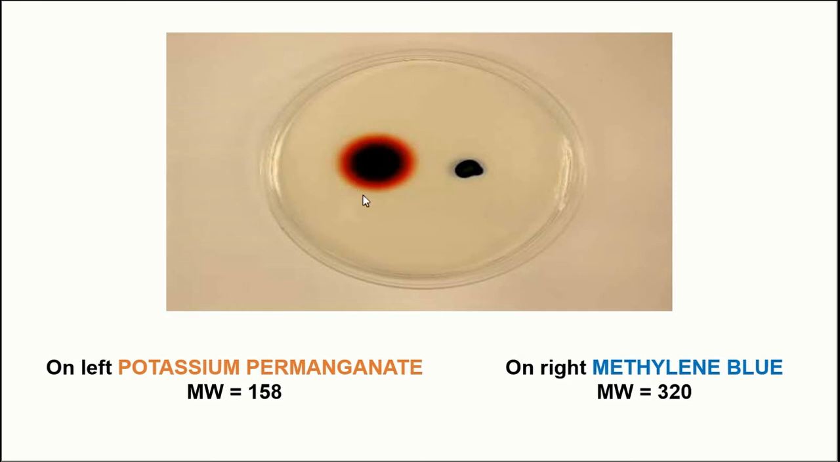And so notice here that the potassium permanganate, what you're looking at, like I said, is the end of the experiment here. You notice that this potassium permanganate spot on the plate is much larger, which means that this potassium permanganate diffused much more quickly over time than this little spot of methylene blue did. And this is because potassium permanganate is a smaller molecule than methylene blue, and so therefore it was able to diffuse and spread out through this gel much more quickly.